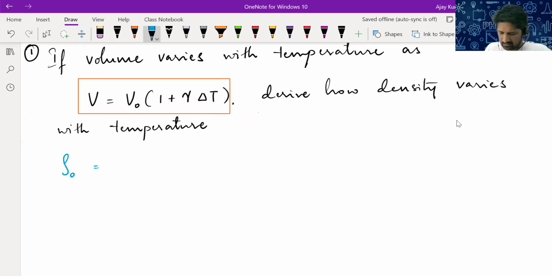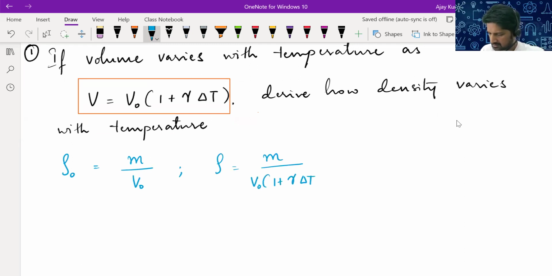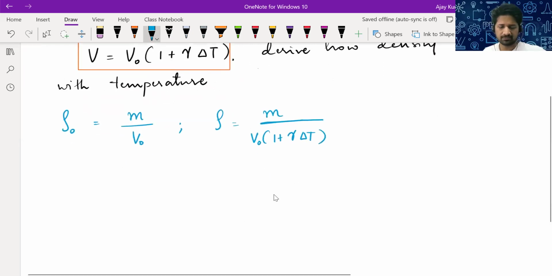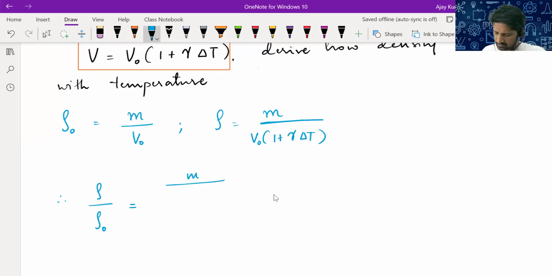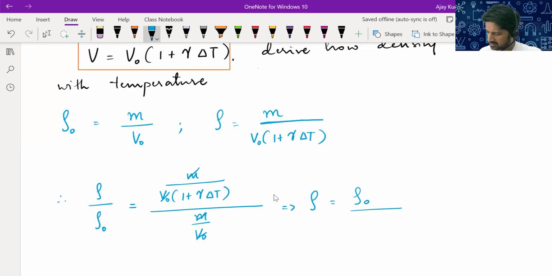So initial density is mass divided by initial volume. And after the temperature change, final density is mass divided by V naught into 1 plus gamma delta T. Now we need to relate these two. So best is to divide the equations. Mass will get cancelled. Therefore, rho divided by rho naught if you do, M and V naught will get cancelled. That's all. So you get rho divided by rho naught is equal to 1 over 1 plus gamma delta T.